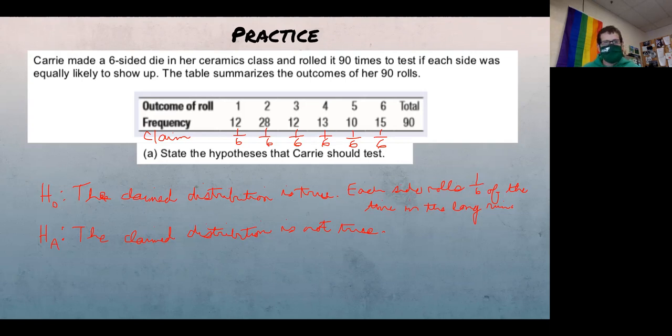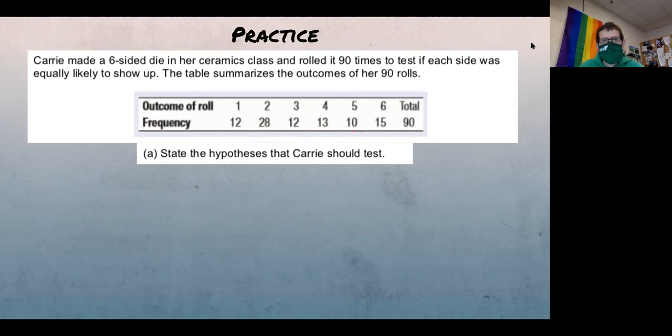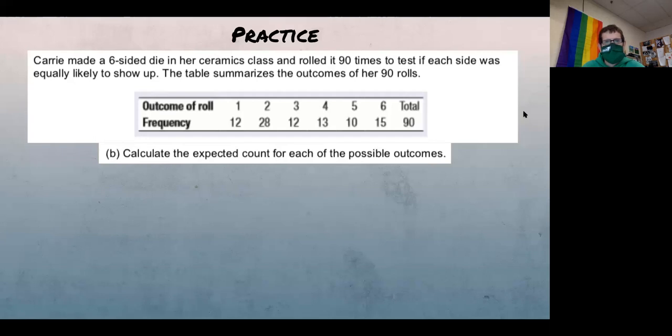All right. So those are our hypotheses. There is a reference sheet for this unit that kind of reminds you of what your hypotheses are for each type of test that we're going to learn. There's 3 chi-square tests. The chi-square statistic will be consistent for each one. So now we need to calculate the expected count for each of the possible outcomes.